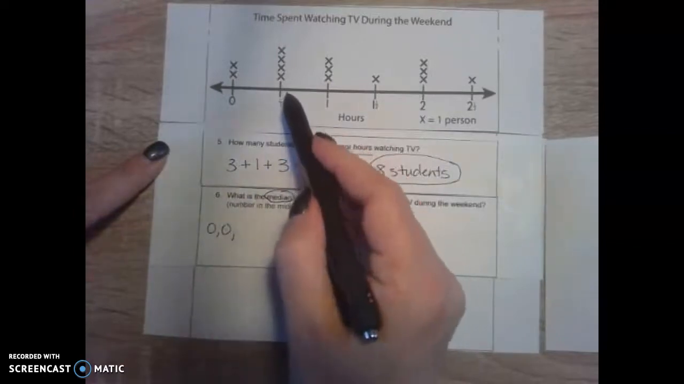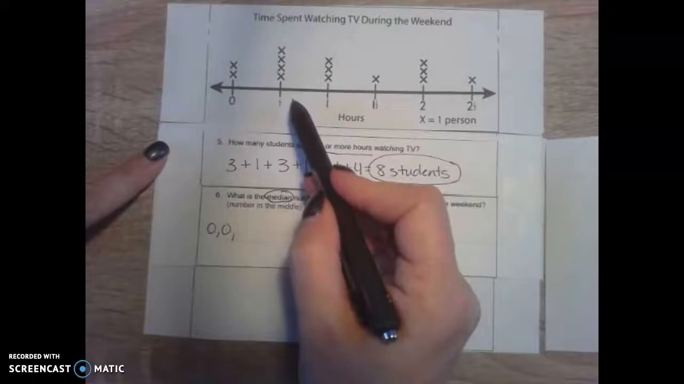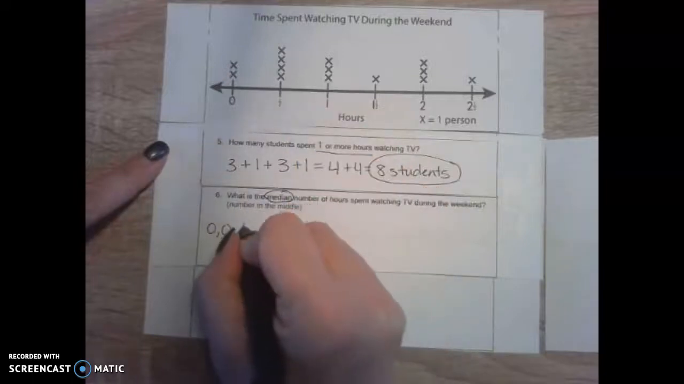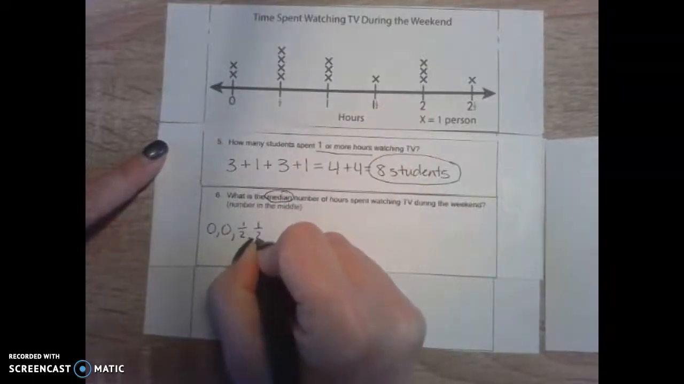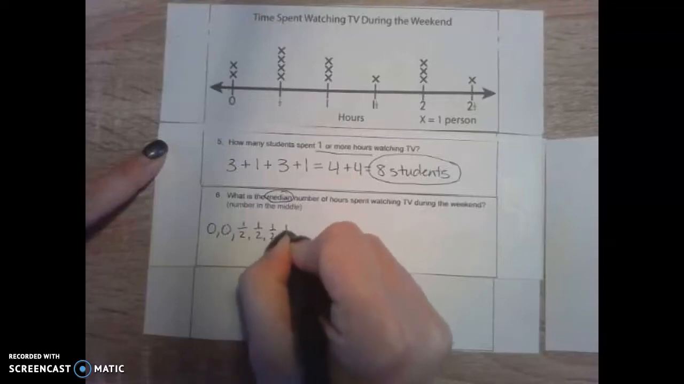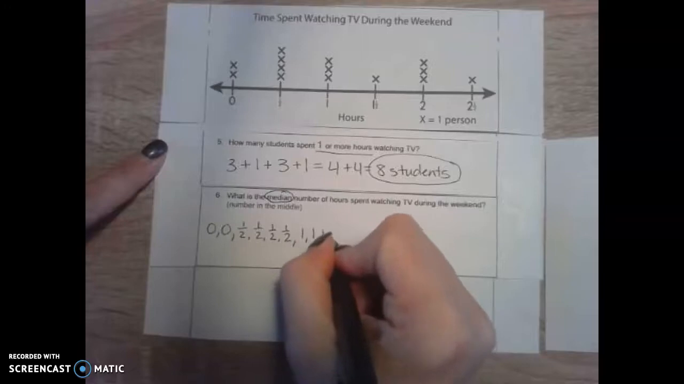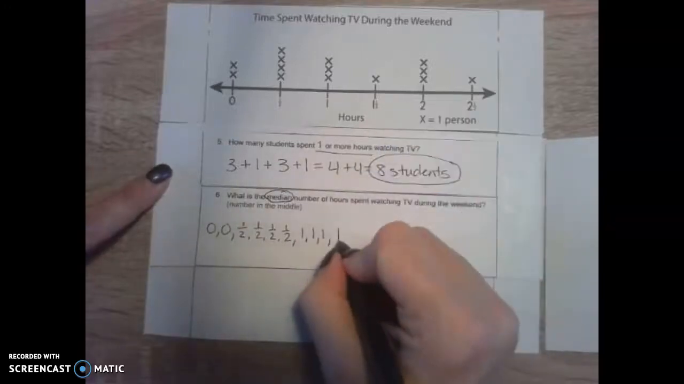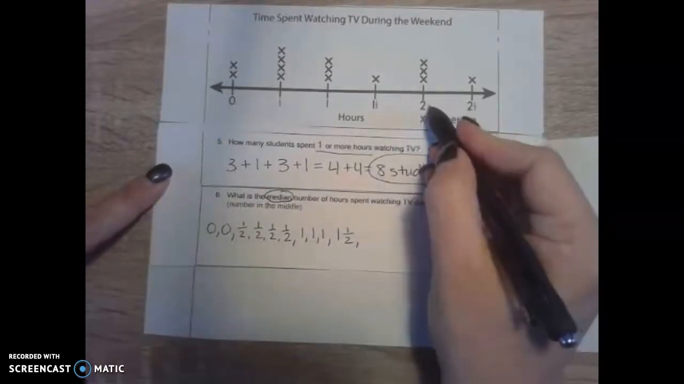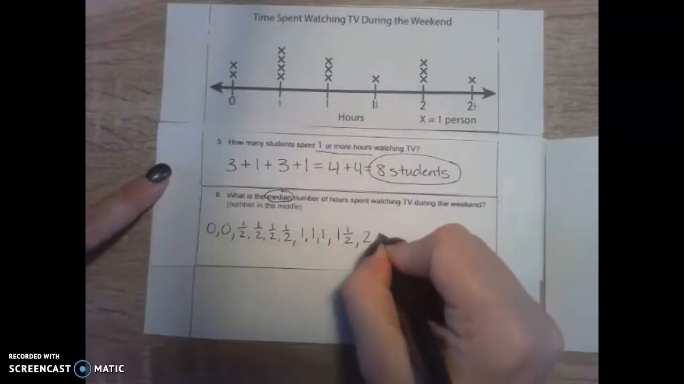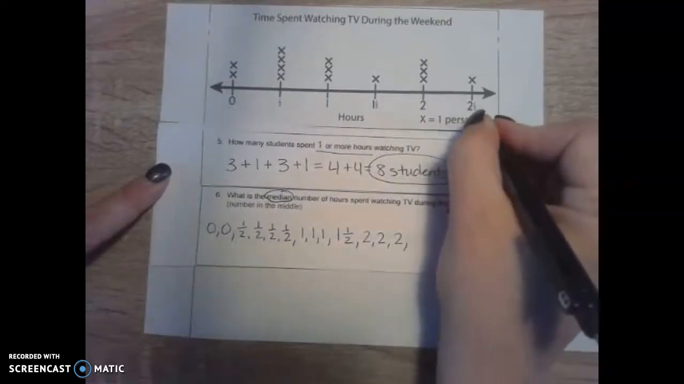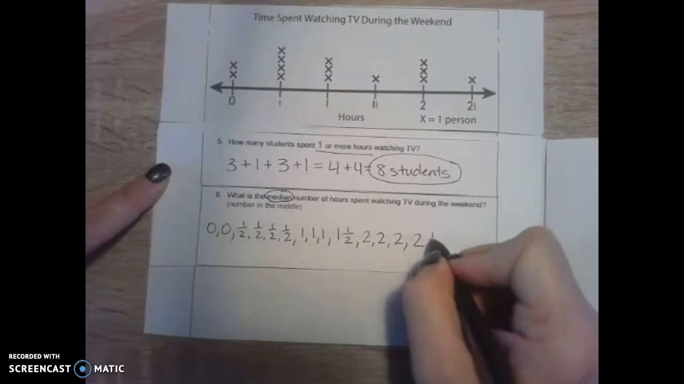Then I go to 1/2. How many x's are above 1/2? Correct, 4. So I have to do 1/2 4 times. 3 1s. 1 1.5. 3 2s. And 1 2.5 up there.